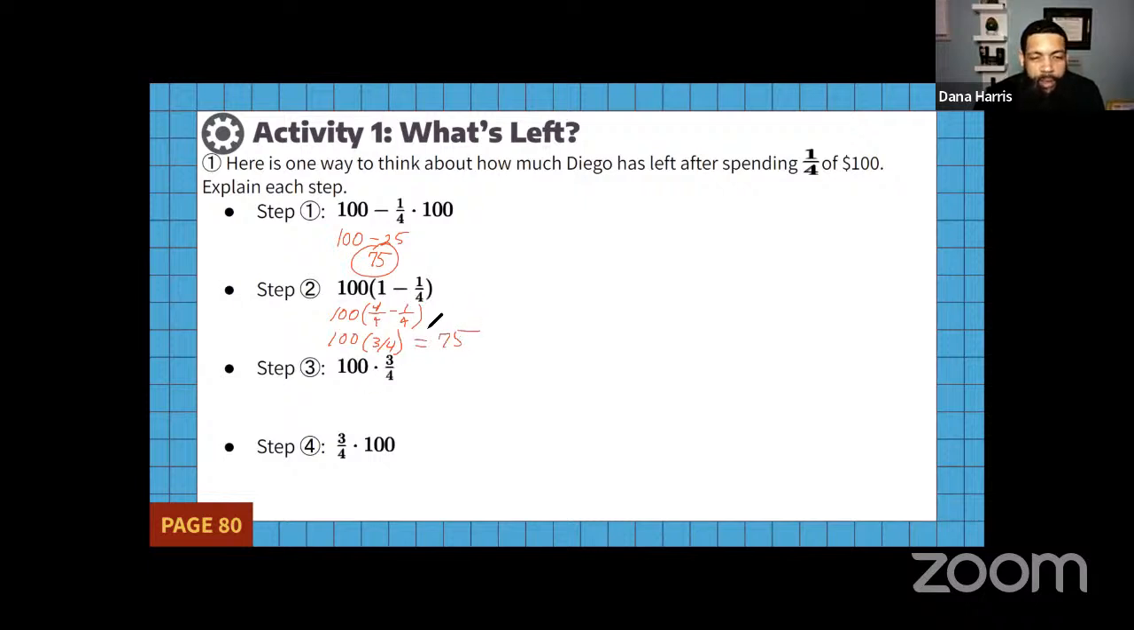And then one more, as you can see there, step 3. These are actually different versions of the same thing in a sense. So here we have 100 times 3/4, which is 75, or you have 3/4 times 100, which is 75.